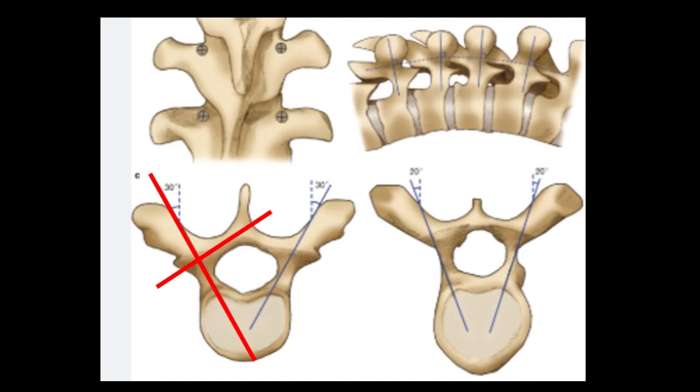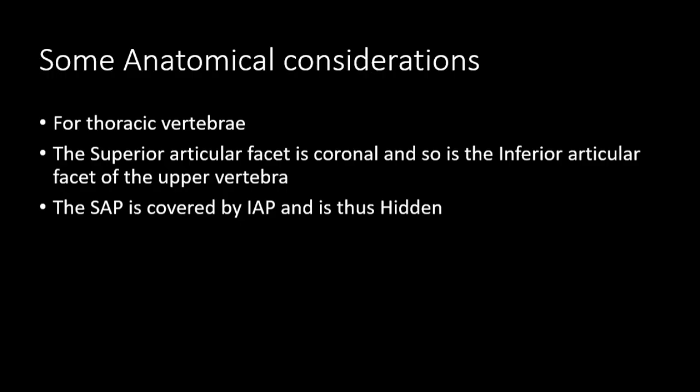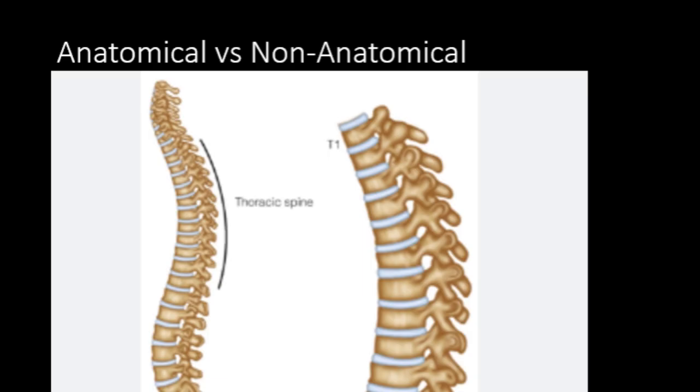This particular figure also shows that the craniocaudal angulation of the pedicle is usually at 90 degrees to the overall curvature of the spine and the posterior elements. Basically, the planes of the superior articular facet and the inferior articular facet, the pedicle is perpendicular to them. So just to sum up, the superior articular facet is coronal. It is hidden behind the inferior articular facet. There are two types of trajectories described for thoracic pedicle screws: anatomical and non-anatomical.